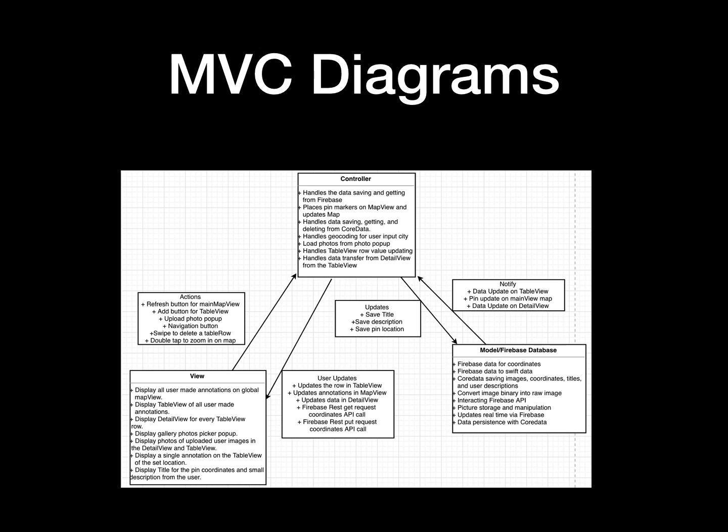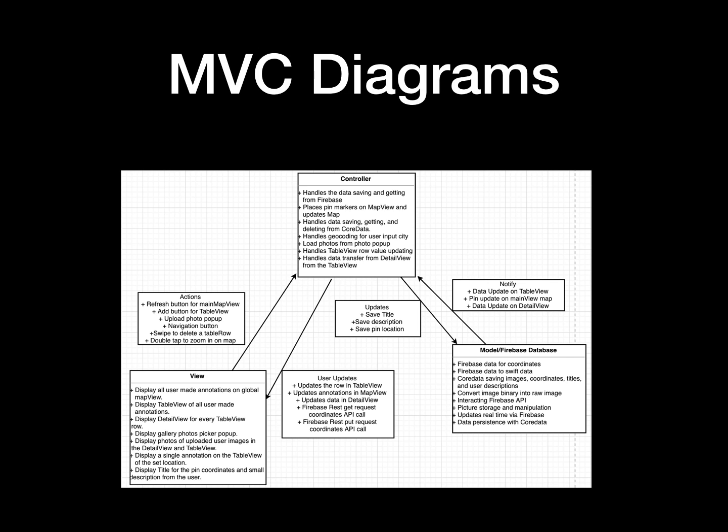So the view is meant to display the data to the user. The map view will have all the user made annotations, and the table view will display all the user made information in a row format, which will include a small picture, the city or address that it is located at, as well as a small description the user created. And the detail view will be more in depth for each individual row. There's also a photo picker pop-up, which is displayed in the table view.